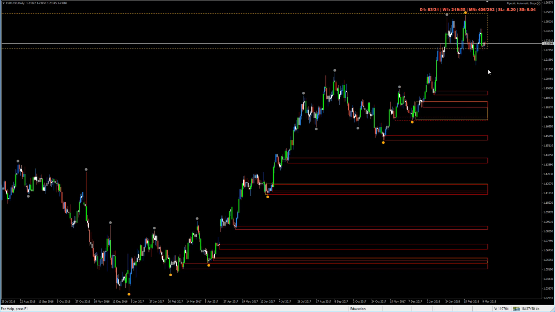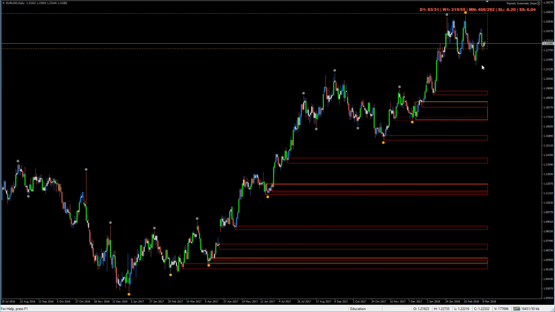Just to kind of help drive this point home, you can see this orange rectangle. This is weekly supply. Look how price went almost all the way through it on its way higher here, and this is just telling us that we have the flows moving to the upside. And so just keep that in mind.